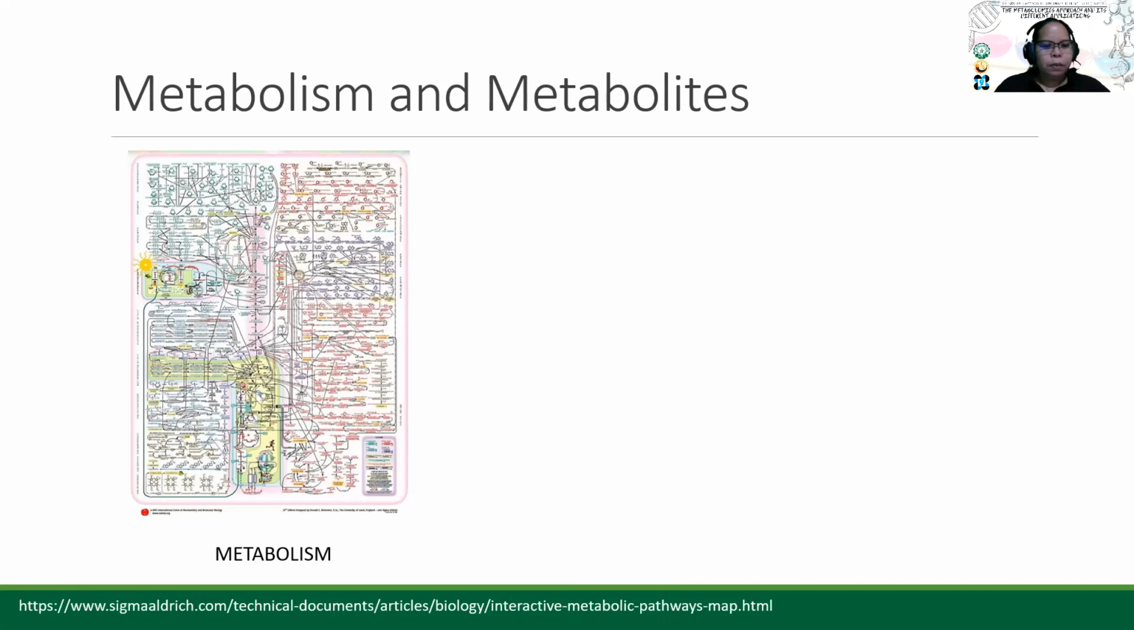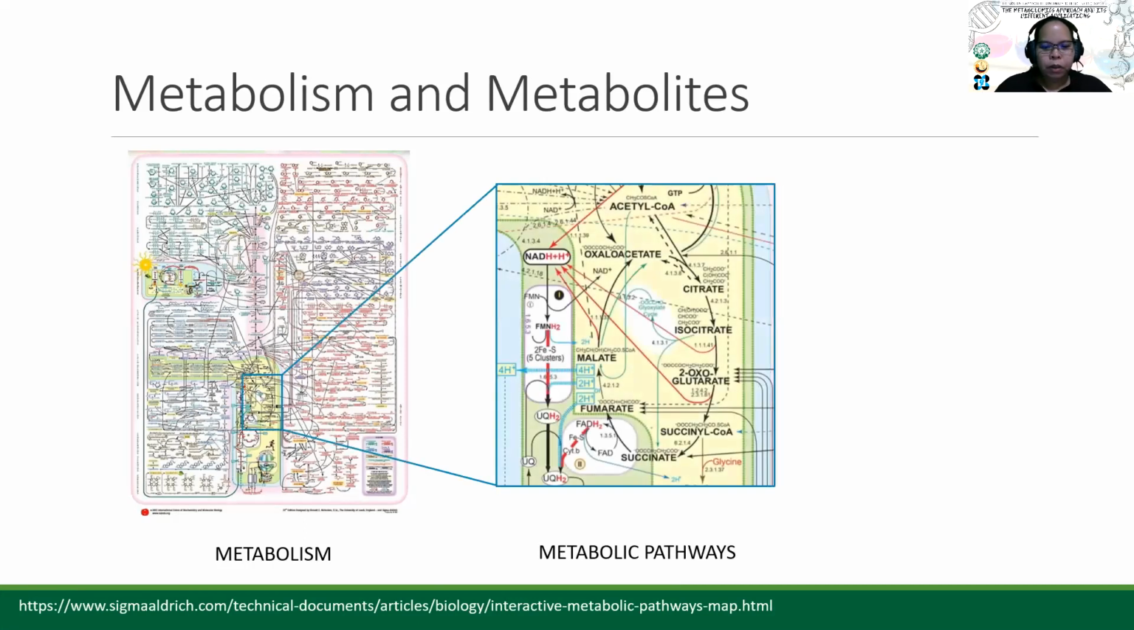As you can see from this diagram, it is a highly coordinated network, and this is also very highly regulated. It consists of different chemical reactions, which we'll talk more about later. And this network consists of smaller systems or multi-enzyme systems that are known as the metabolic pathways. These metabolic pathways can perform different functions.